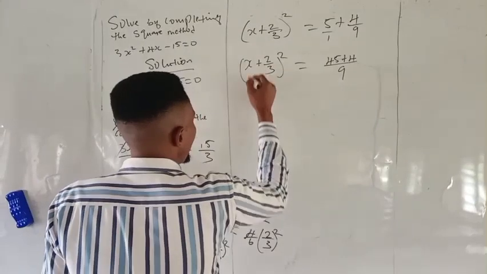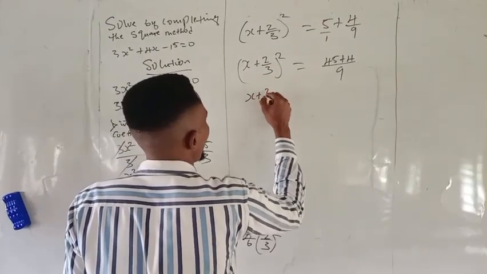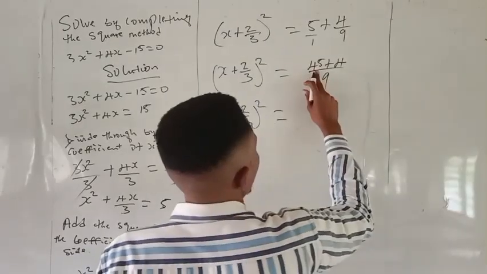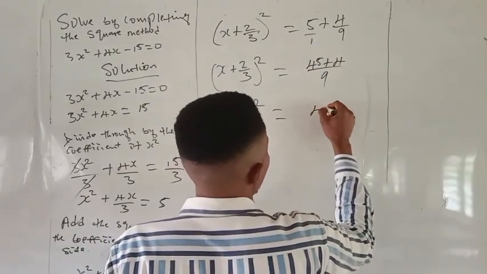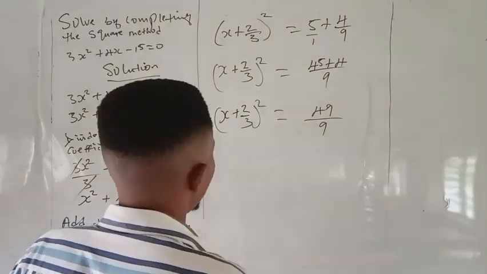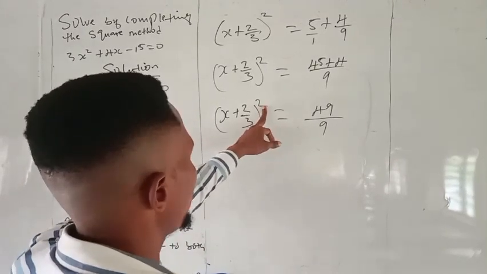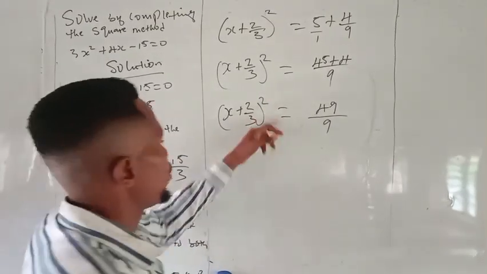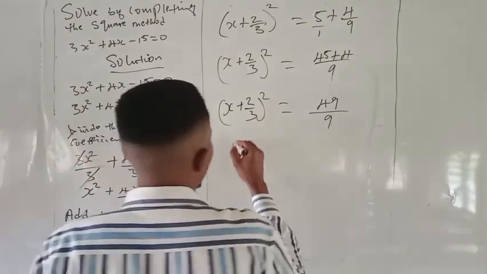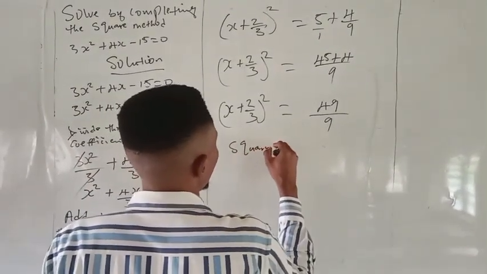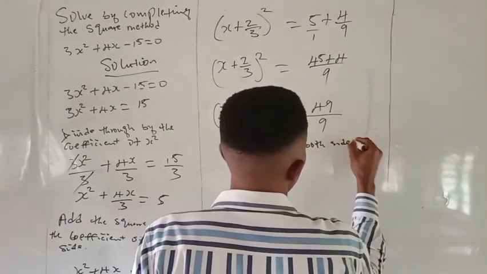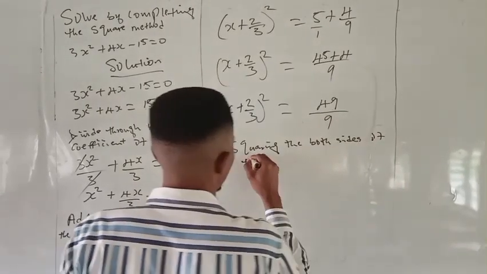Now, the next thing, we still break down this (x plus 2 all over 3) all squared equals to 45 plus 4, which will give you 49, all over 9. Now, at this point, we are going to get rid of this square. And for us to achieve that, we have to square root both sides of the equation. Alright, so squaring both sides of the equation.